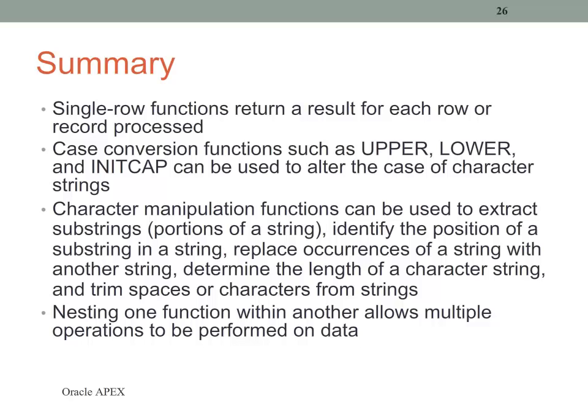Single-row functions will return a result for each row or record processed. Case conversion functions like UPPER, LOWER, and INITCAP can be used to alter the case of a string of characters. Character manipulation functions can be used to extract substrings, portions of a string, identify the position of a substring in a string, replace occurrences of a string with another string, determine the length of a character string, and trim spaces or characters from strings.